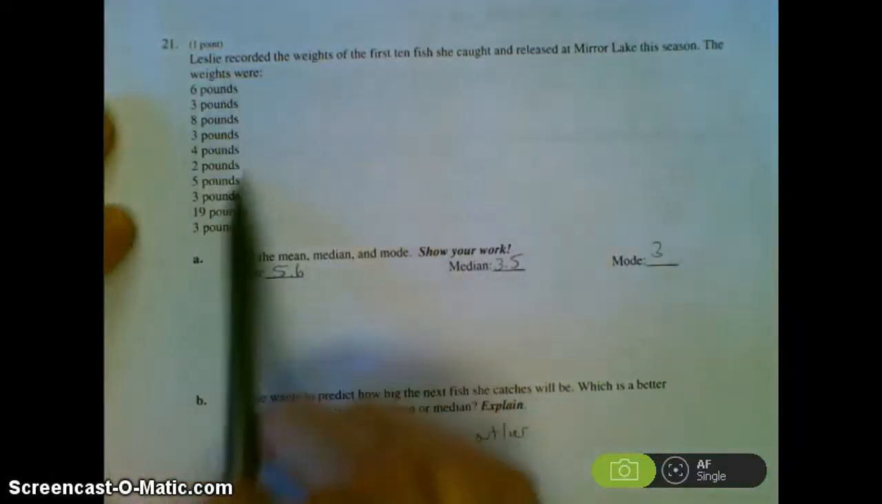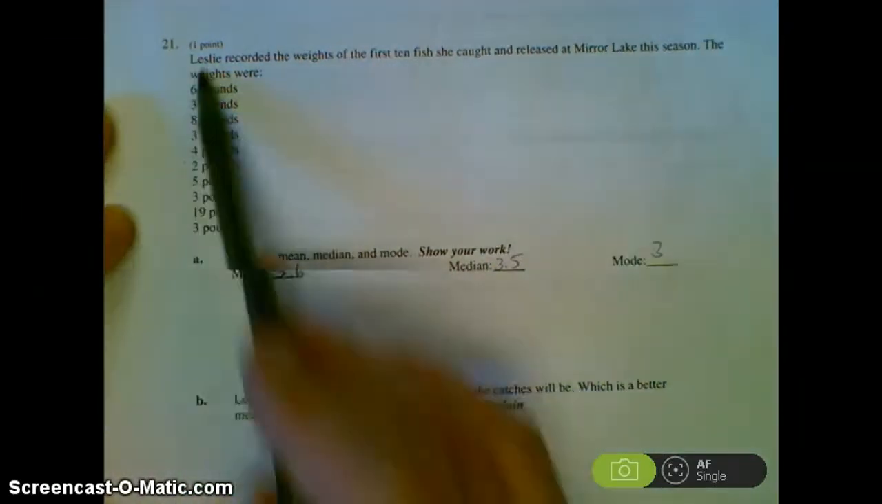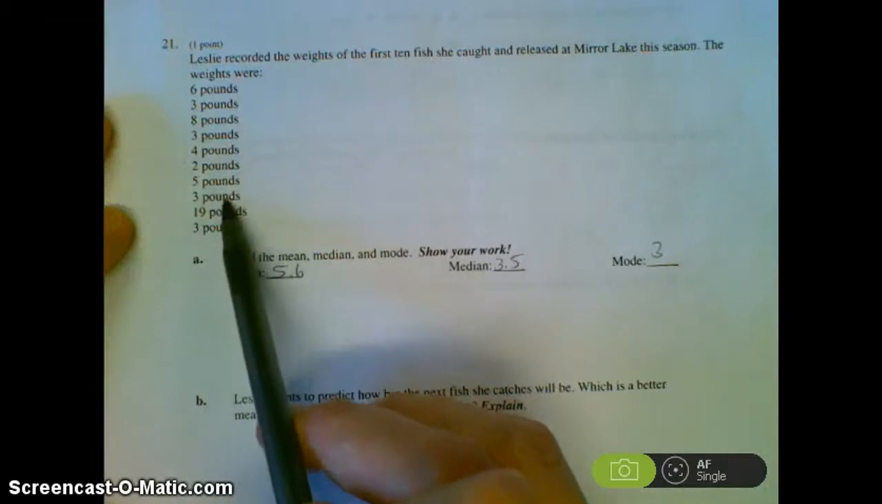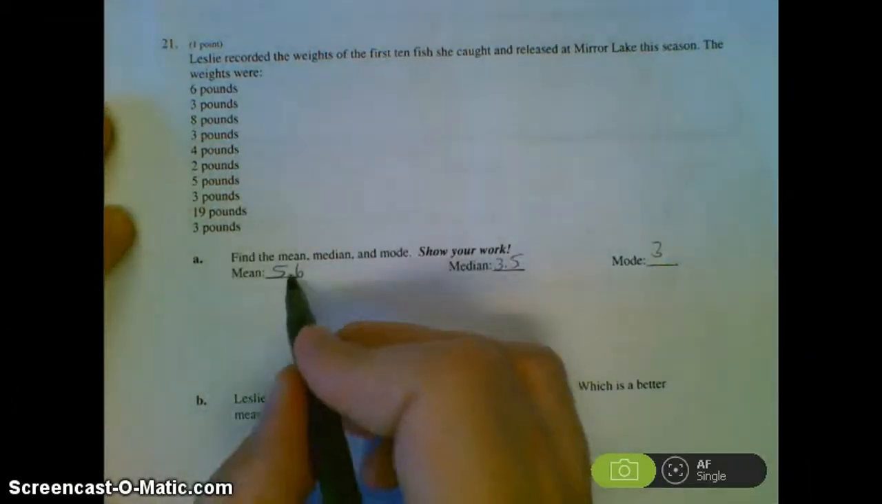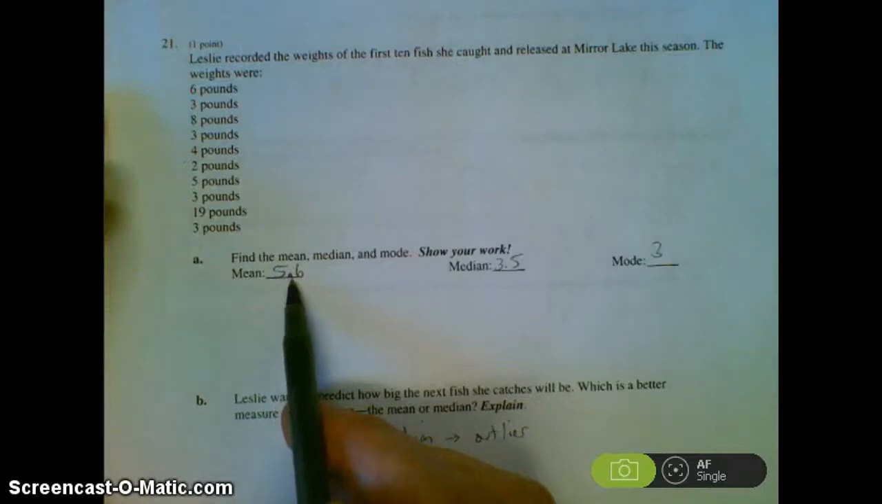First of all, Leslie had all these fish. We want to find the mean, median, and mode. To find the mean, you add them all up, and then you divide by the number of them. 1, 2, 3, 4, 5, 6, 7, 8, 9, 10. So you added them up, you got 56. You divided by 10, that's 5.6.